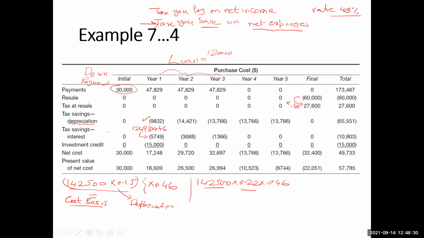So since interest is an expense, its tax saving will be 5749. Can you just confirm for me, 12498 multiplied by 0.46 is 5749. Is it correct? Hello? Can you multiply it and tell me the answer?